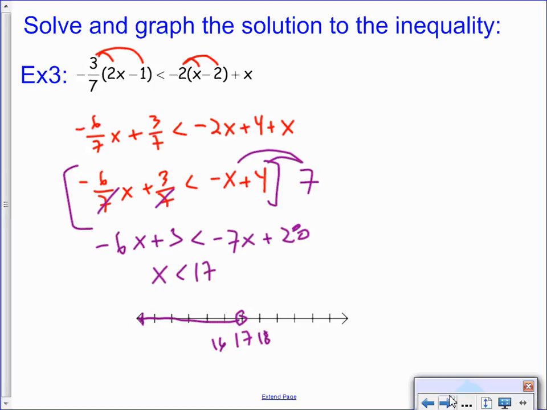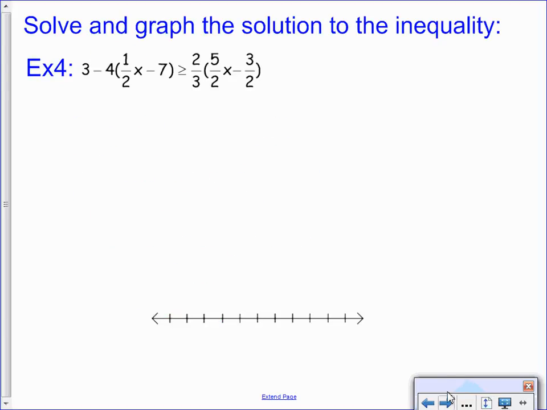All right, example 4. Here we go. Ooh, there's lots of fractions on this one. It's going to be a good one. Here we go. Start with the left side. Distribute that negative 4. Remember, that's not a 4, that's a negative 4. So you get 3. Negative 4 times a half is negative 2x. Negative 4 times negative 7 is positive 28.